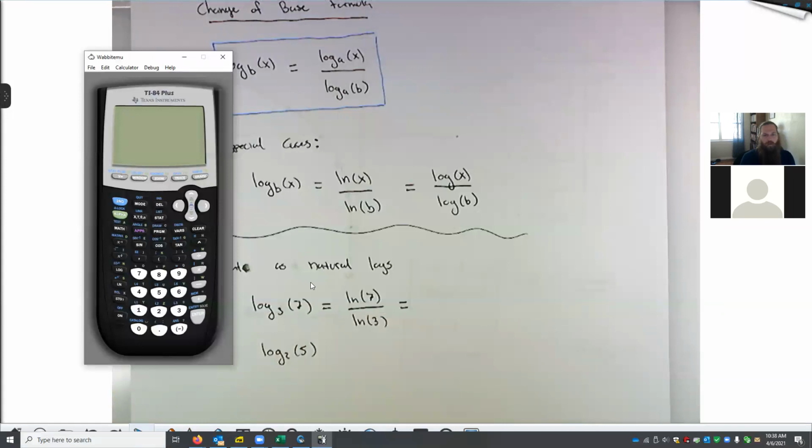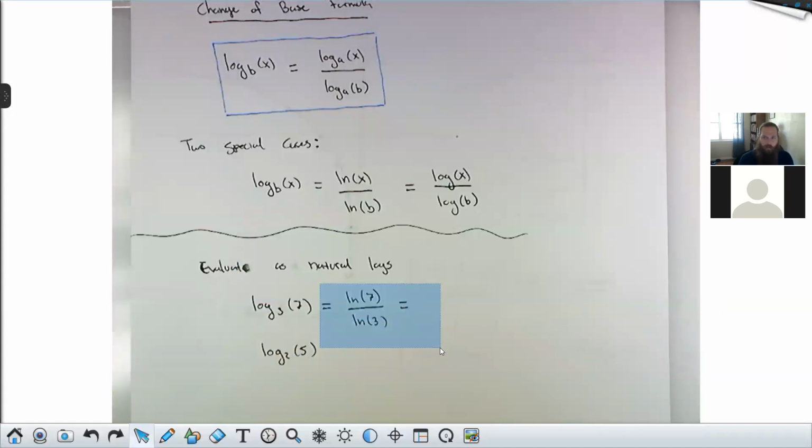A word of warning, don't try to cancel things with logs. Just don't do it. The ln's don't cancel, the numbers don't cancel, the numbers don't combine, the ln's don't combine. There are some very specific rules for how you can combine or play with logarithms using algebra. At this stage, don't do any of that. That's what we're going to talk about next week.